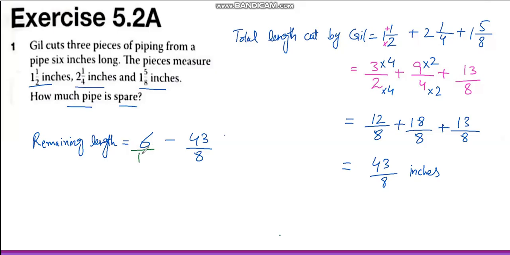So let's assume denominator 1 over there, and we will multiply with 8, and similarly we'll multiply the same number on the top. We will get 48/8, take away 43/8. And now if we subtract, we will get 5/8. It means 5/8 inches length is remaining. Now let's proceed to the next question.